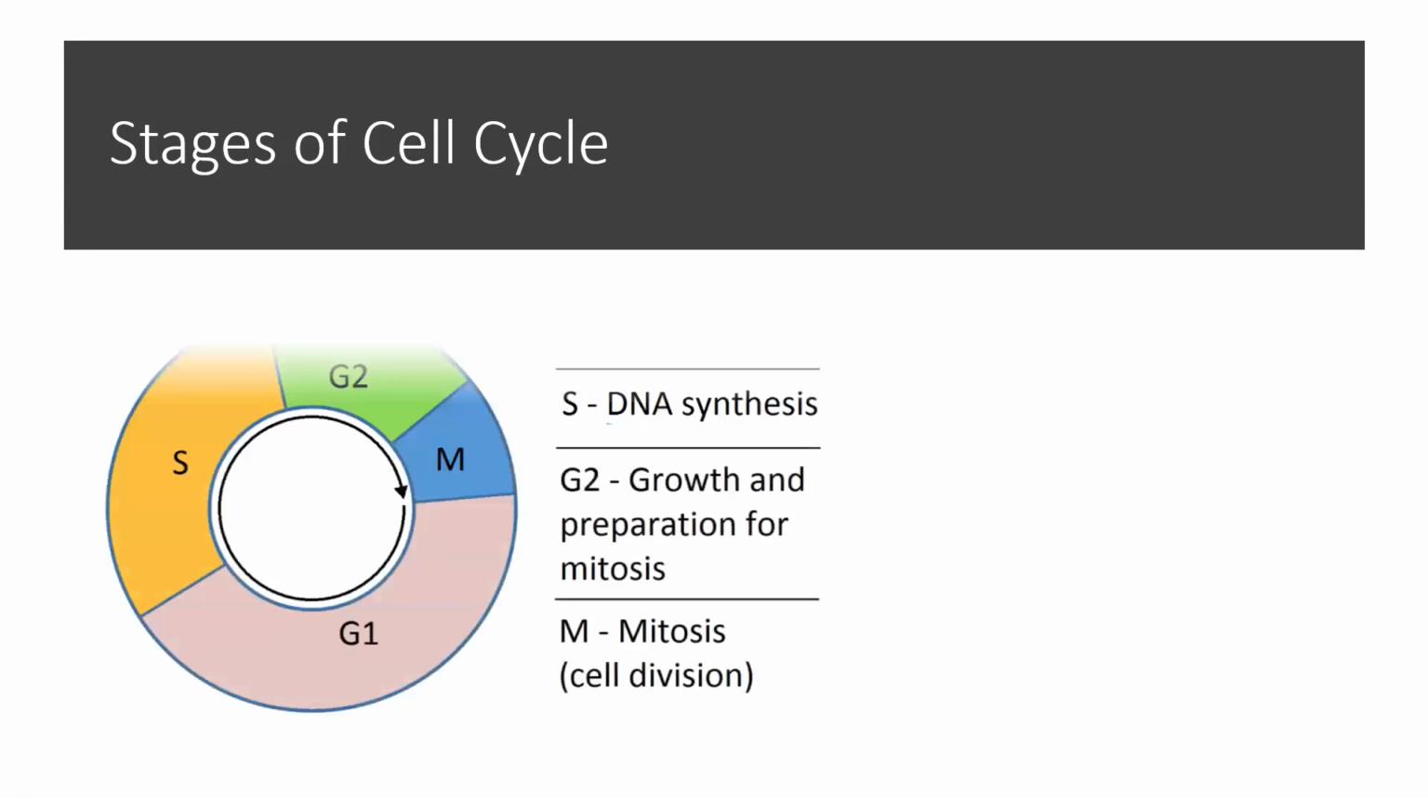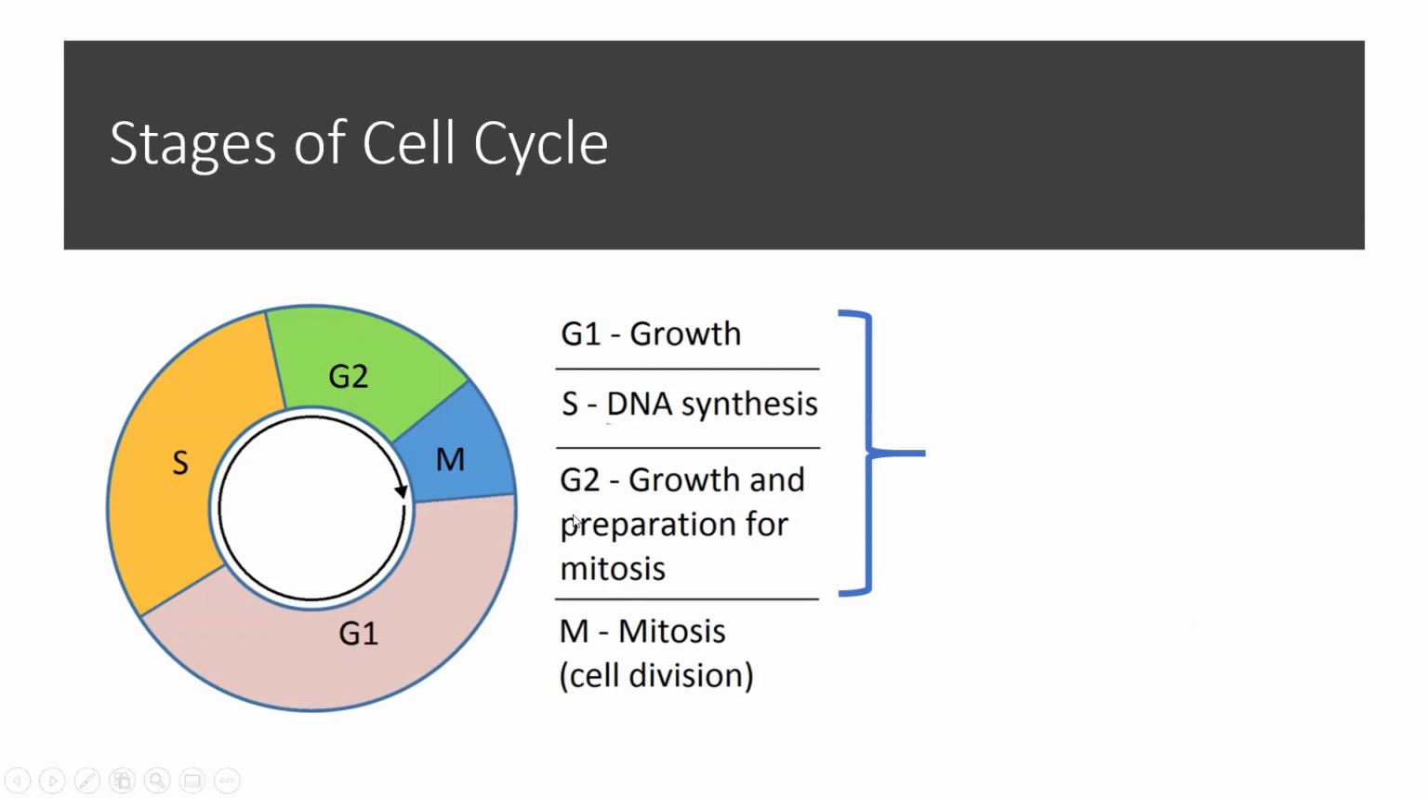Today we are going to talk about a new topic, which is the cell cycle. There are four stages of the cell cycle: the G1 stage, S, G2, and finally M, which is the mitotic stage, which is where cell division actually happens. The G1, S, and G2 phases are collectively called the interphase stage.